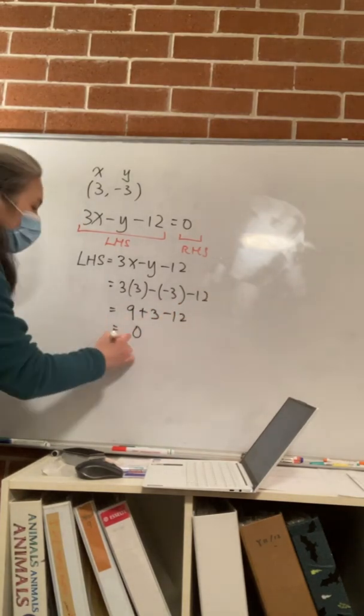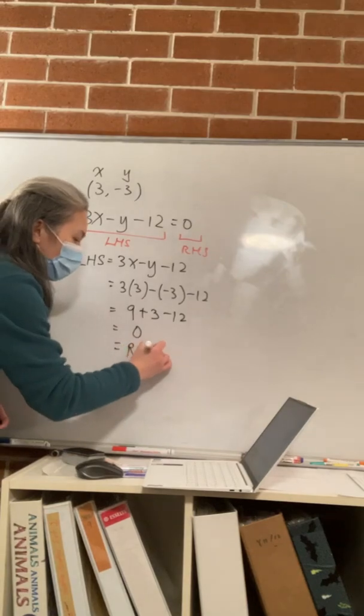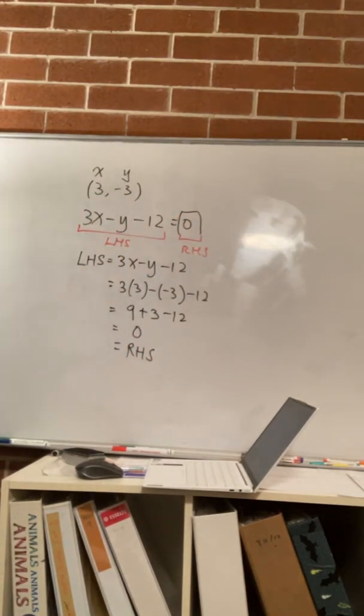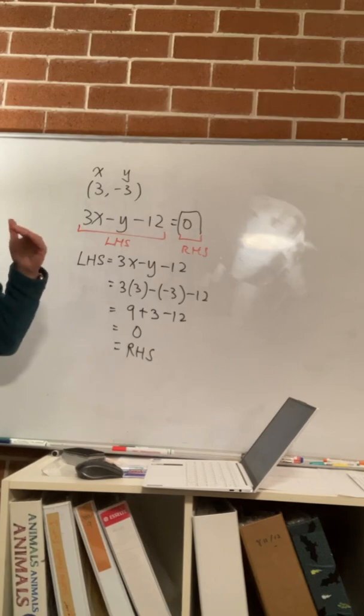Then you need to write it as equal to the right-hand side, because the right-hand side is 0, you see? Then you have done the show. So question 9, question 10, and question 11 are the same type.